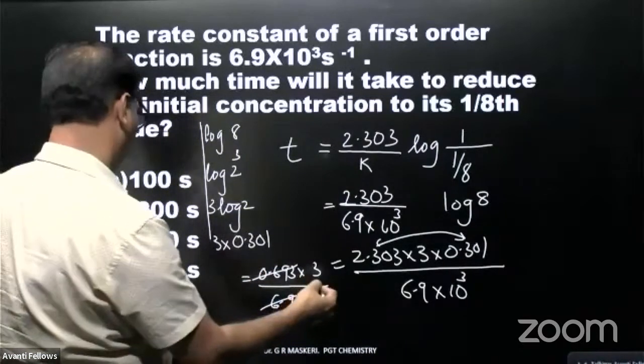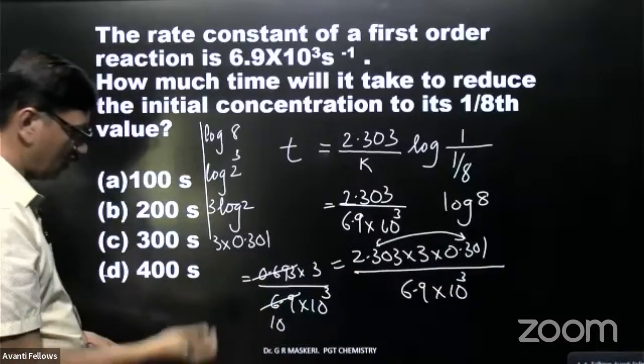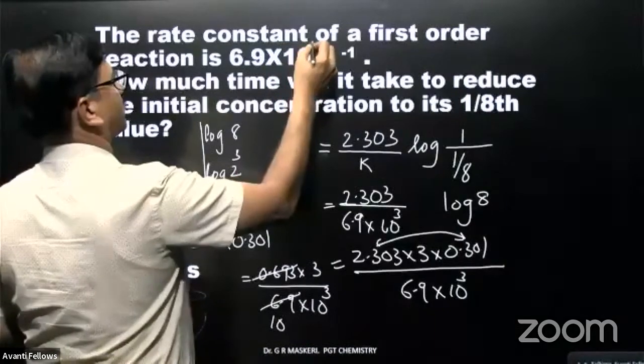Right. If it is minus 3, is it minus 3? It should be minus 3. Then only we'll get the value. Yes, sir, minus 3, sir. Yeah, it should be minus 3.